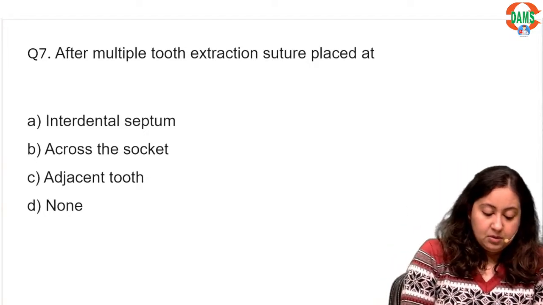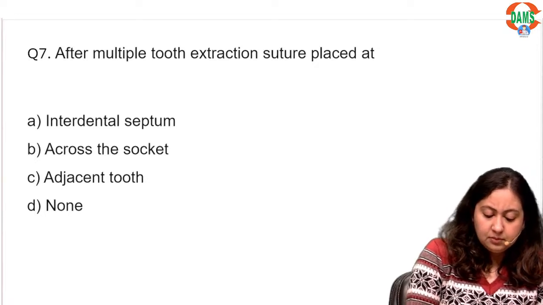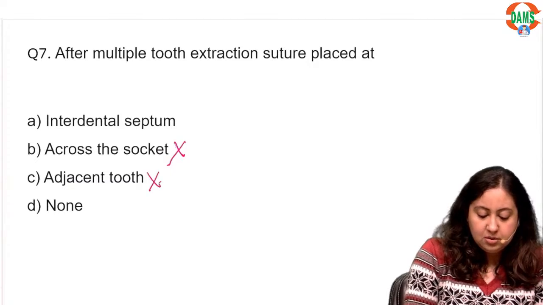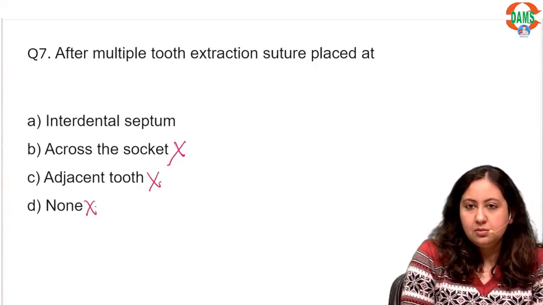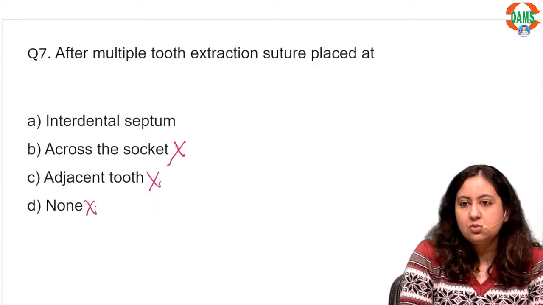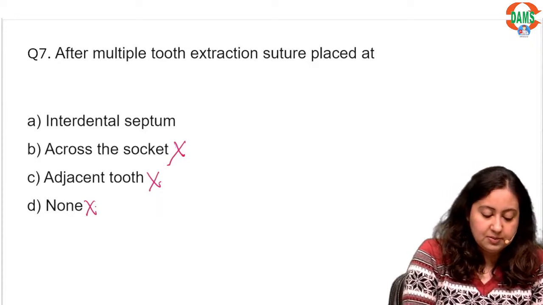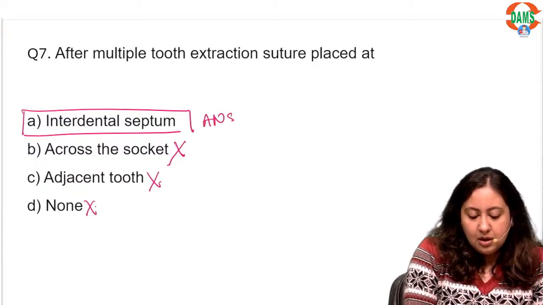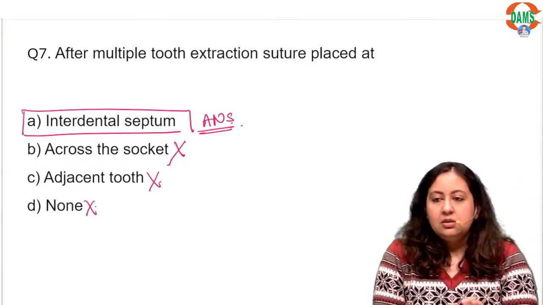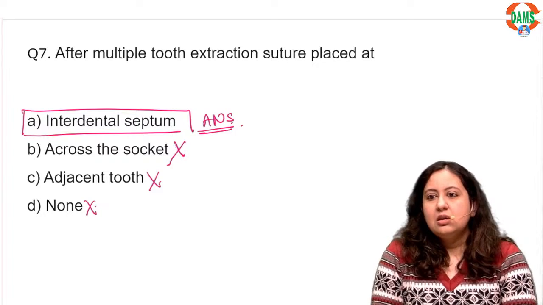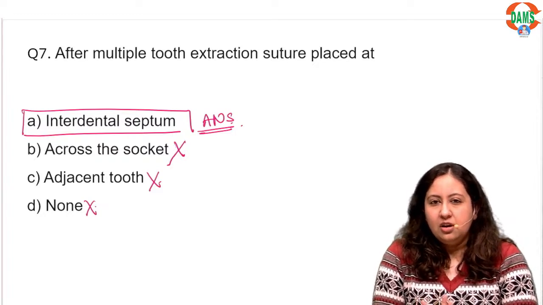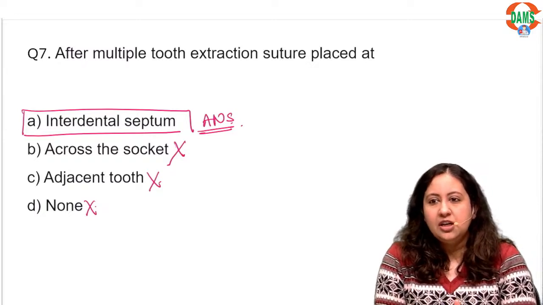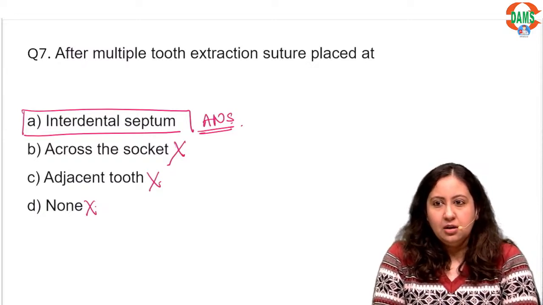Okay. So you will not give sutures across the socket. You will not give sutures on the adjacent teeth, and none, that means not giving sutures in multiple extractions, is not a possibility. Interdental septum is your answer. Now see, the thing is, this is a relatively poorly framed question. Ideally it should be interdental papilla or the interdental gingiva. All right.